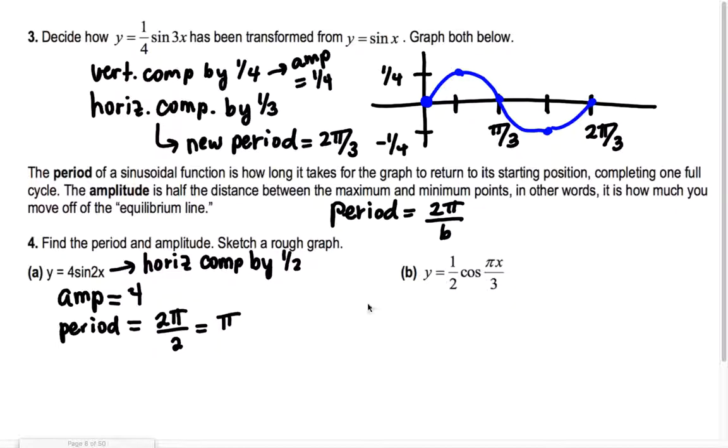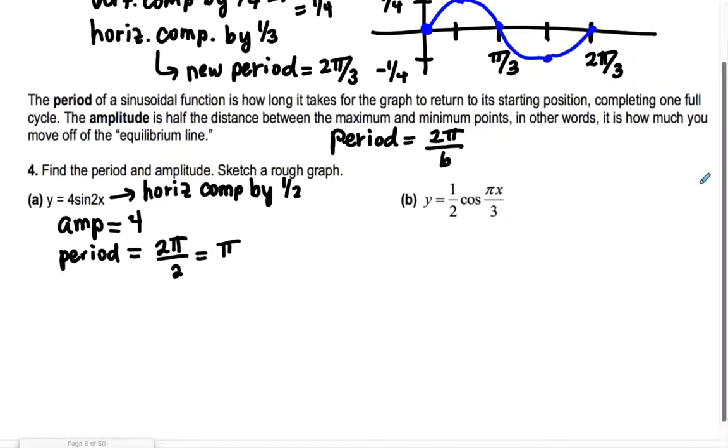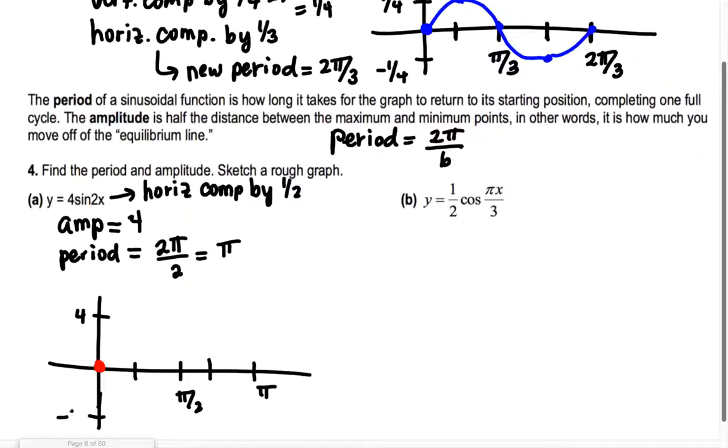Okay? So if I'm sketching a rough graph, that means I have a total period of pi, then I'm going to have half of it, and then I do half and half. There's no shifting to the right or left. It's the sine function, so I start at 0, 0. And it goes up to a height of 4 and down to a height of negative 4. So we go up, down, down, up. And that's our graph.